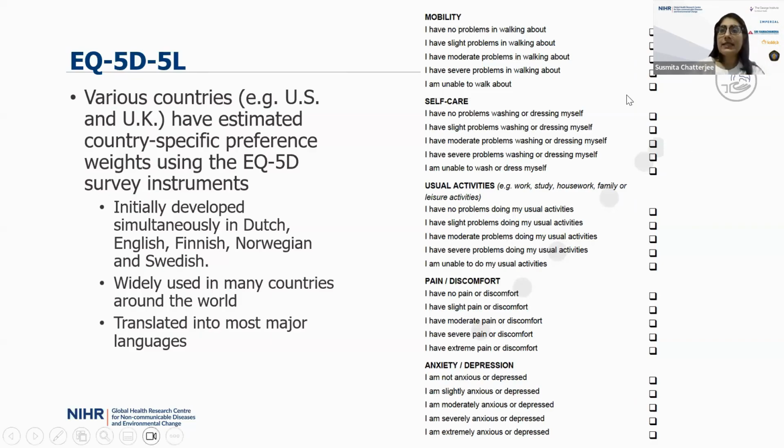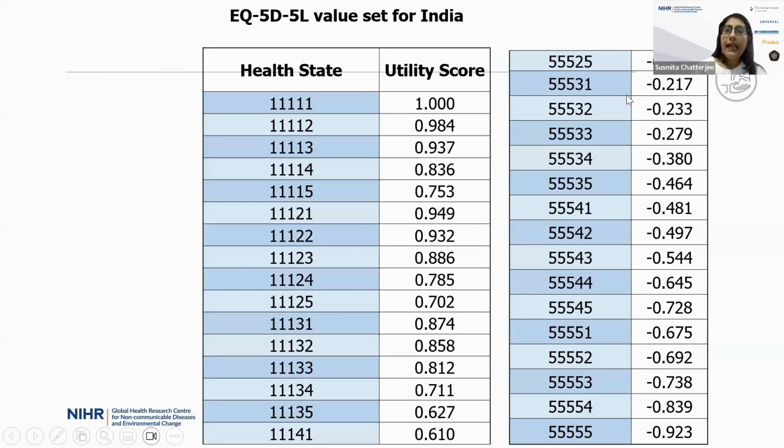You can easily administer this scale. I did not find any difficulty in administering this scale. And with this utility level, the formula will be the utility level and how many years the person is in this state. Suppose in my last example, the person with TB was suffering for 1 year. So that means the person was in that health state for 1 year.